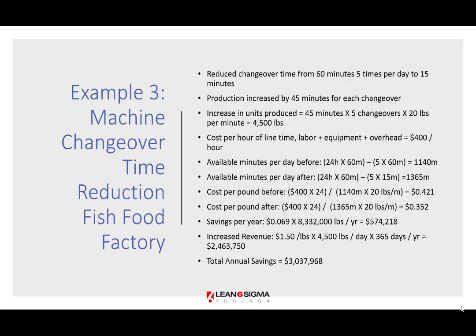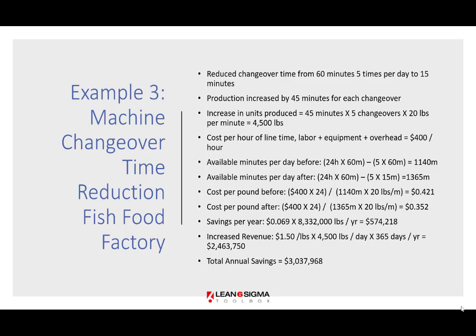So if we can reduce that down to 15 minutes, we can save 45 minutes on every changeover, 5 times a day, and that's 20 pounds per minute that we're producing, so that's 4,500 extra pounds of material that we actually can create. The cost of the line per hour is about $400. And that's just your line time, your labor and equipment.